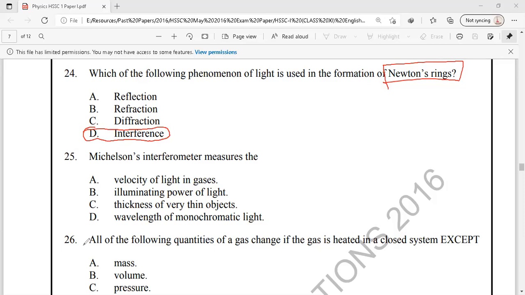Michelson's interferometer measures velocity of light, illumination power of light, thickness of very thin objects, or the wavelength of monochromatic light. So the Michelson interferometer is a method to measure the wavelength of the light, and in this process, once again, interference of the light is involved. So the correct answer for this question number 25 is also option D.